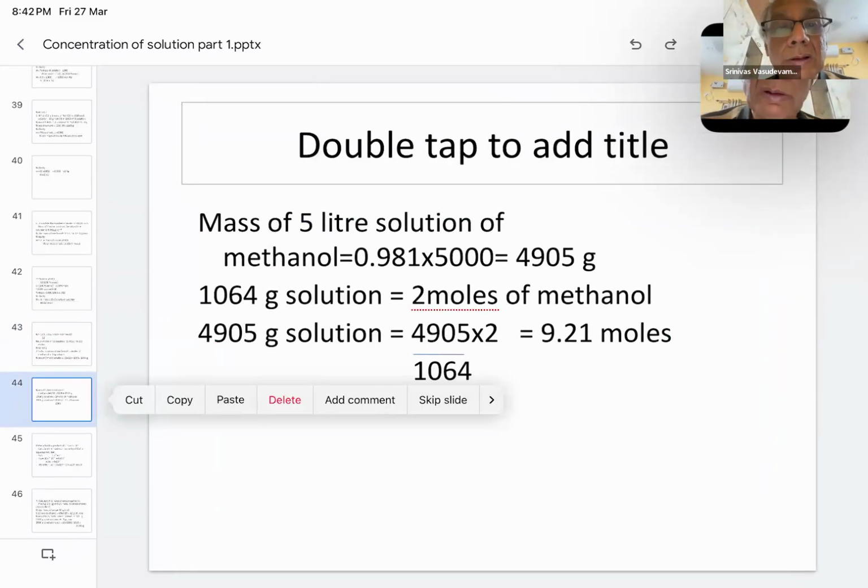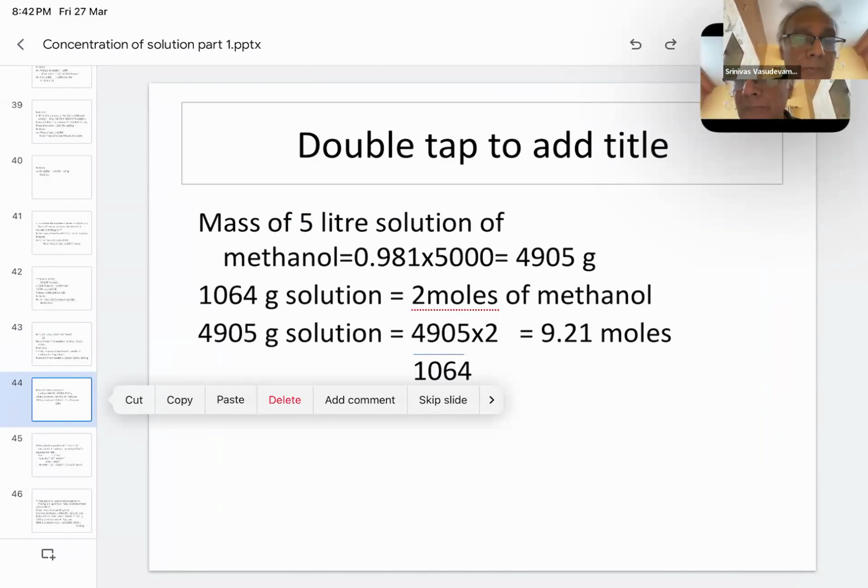Then you find out what is the mass of 5 liter solution of methanol. Density is 0.981 gram per centimeter cube. 5 liter means 5000 centimeter cube. So 0.981 into 5000 is 4905 grams. 4905 grams is the mass of 5 liter solution of methanol.